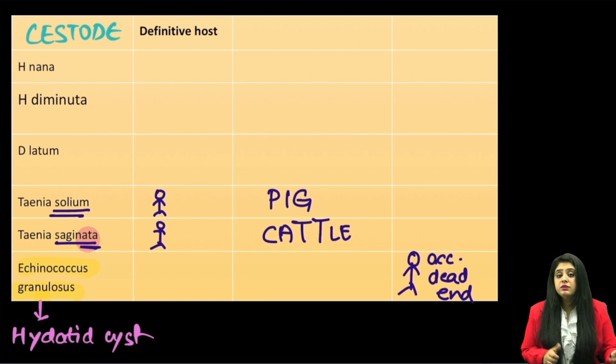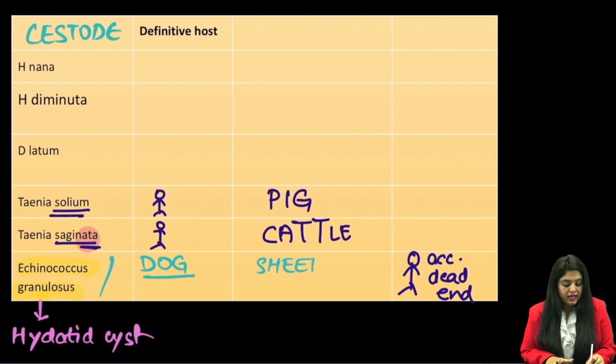So what is the main host over here? Why do I call it the dog tapeworm? Because dog is the definitive host. I call it dog tapeworm. Along with dog, you have other animals like sheep and wolf. So remember, this is primarily an animal to animal thing happening. If at all it comes to us, we are coming across as an accidental dead end host. That is Echinococcus.